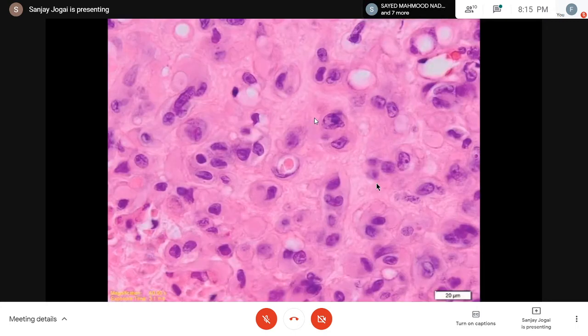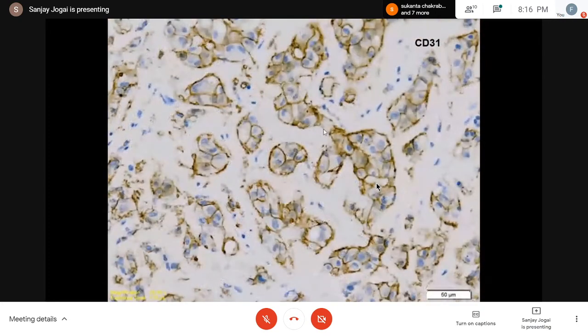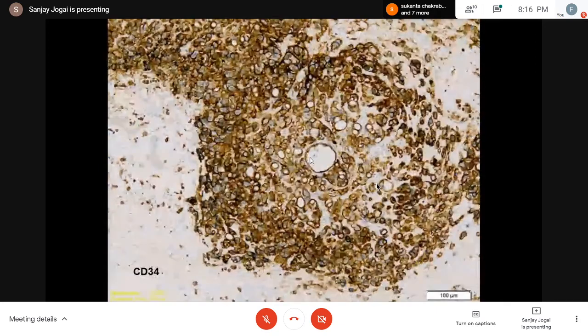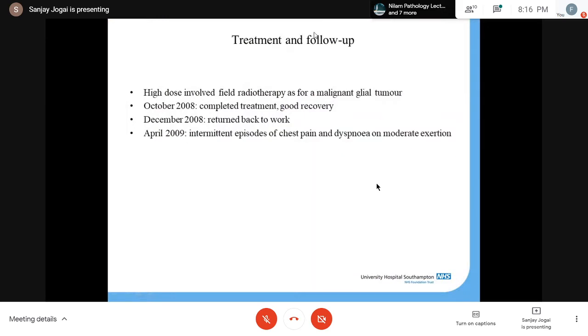So now I'm showing you some features on a high power. So this is an intracytoplasmic lumen with a red blood cell in it. A lot of epithelial morphology of the tumor cells. And this is the clincher. So this is a CD31. All those tumor cells are strongly positive. This is CD31 on a high power. And this is CD34. And Ki67 is on the lower side, definitely.